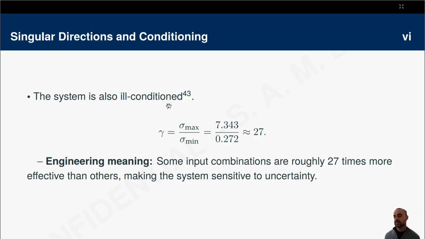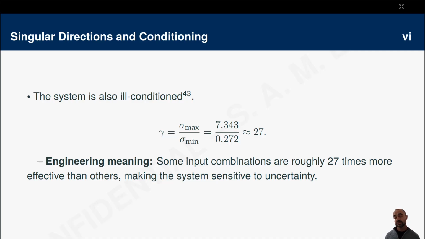Our system is also ill-conditioned, because the ratio of sigma max to sigma min is 27. Some input combinations are roughly 27 times more effective than others, making the system sensitive to uncertainty, right? Because the ratio is so large, the system is ill-conditioned, meaning that some inputs affect outputs out of proportion.